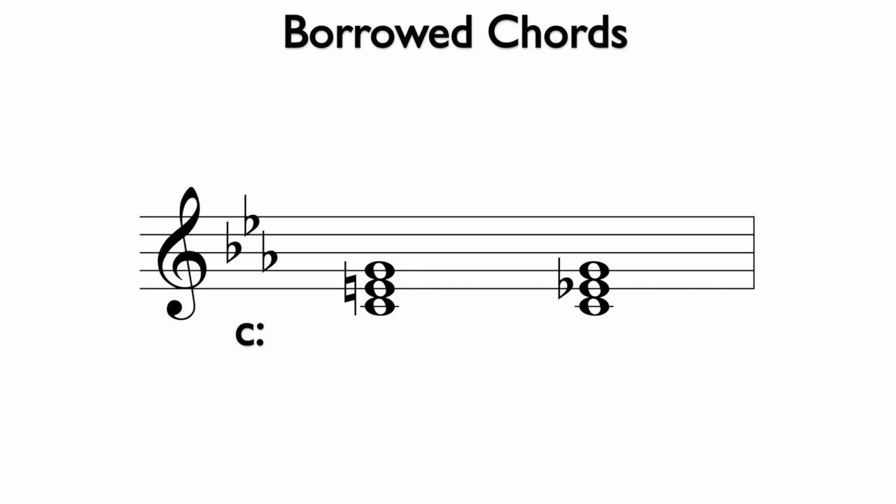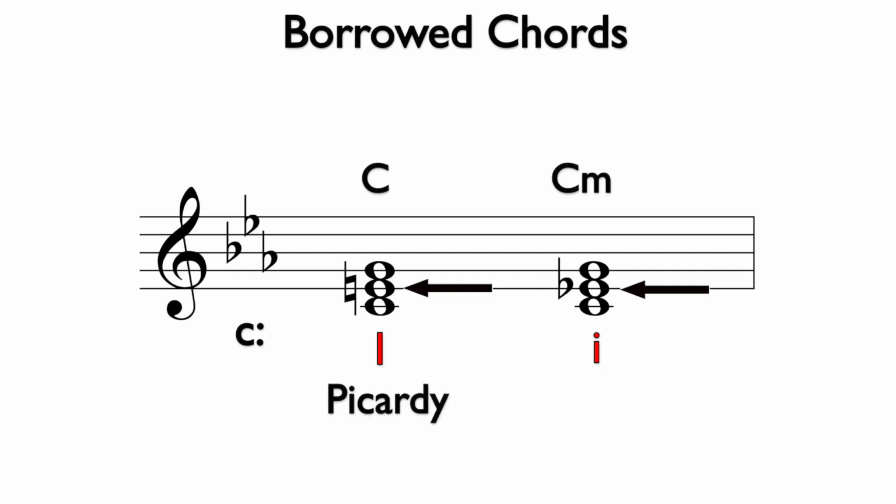The difference note-wise between the major 1 and the minor 1 is the third of the chord. The use of the major 1 chord at the end of a minor composition is referred to as a Picardy ending, with a Picardy third in the 1 chord. Let's summarize.